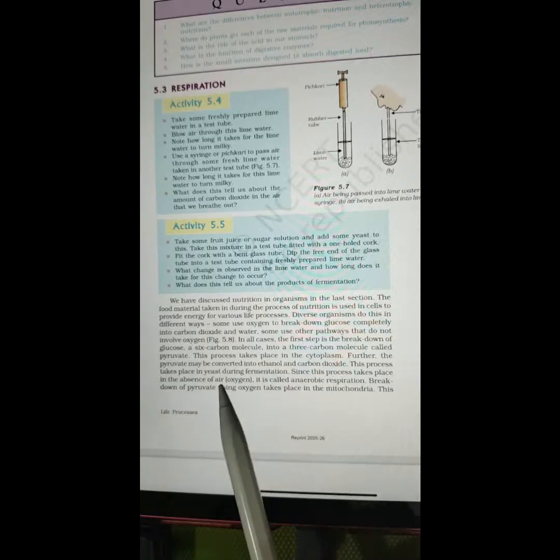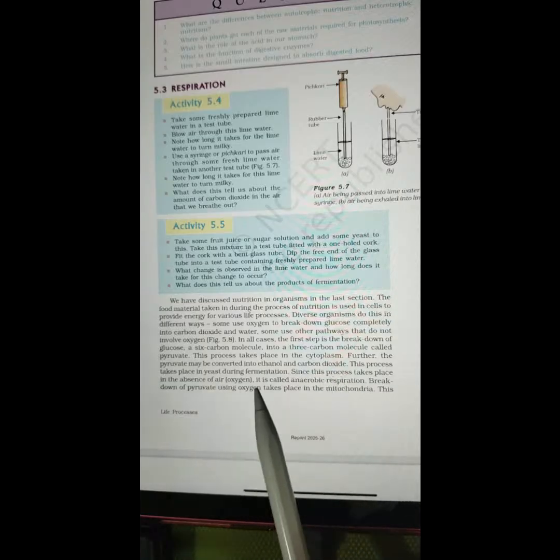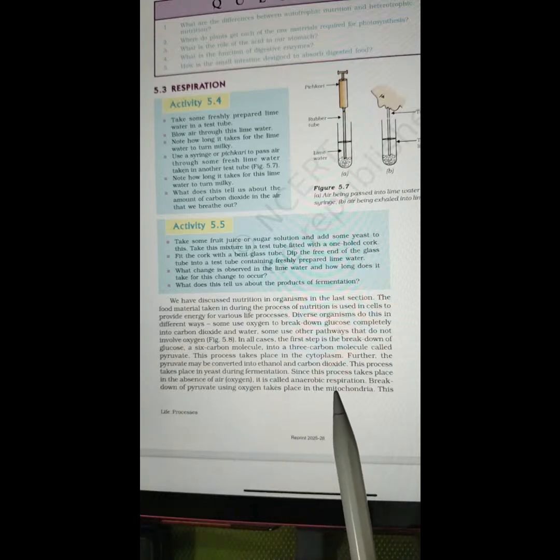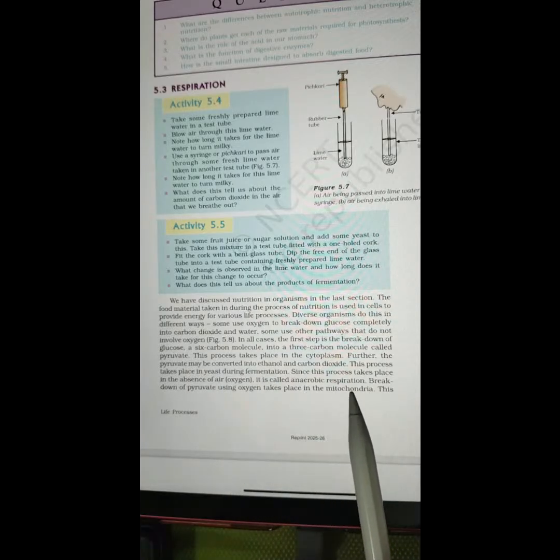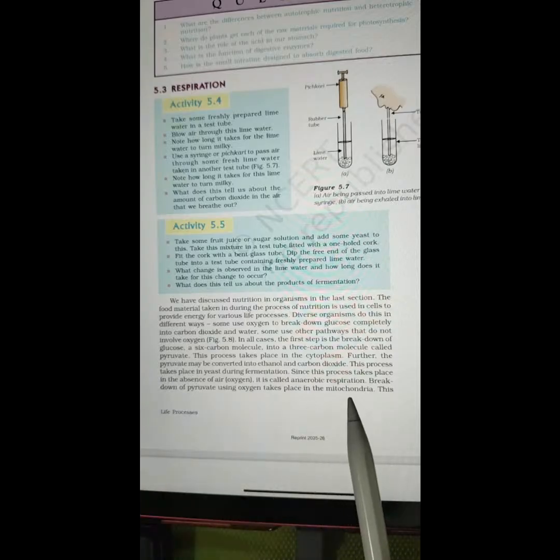Pyruvate, ethanol. Carbon dioxide, yeast. Fermentation, anaerobic respiration. Yeast, fermentation, anaerobic respiration. Pyruvate, mitochondria.